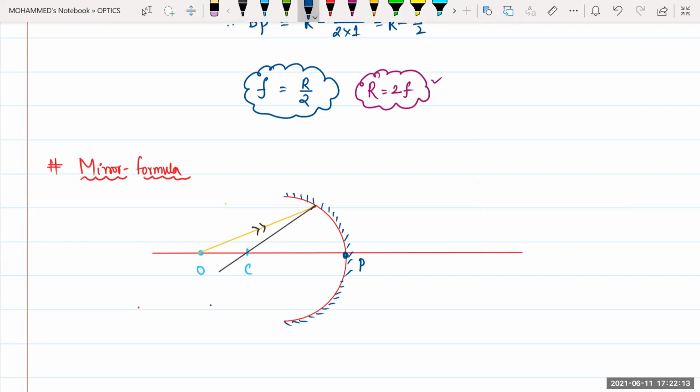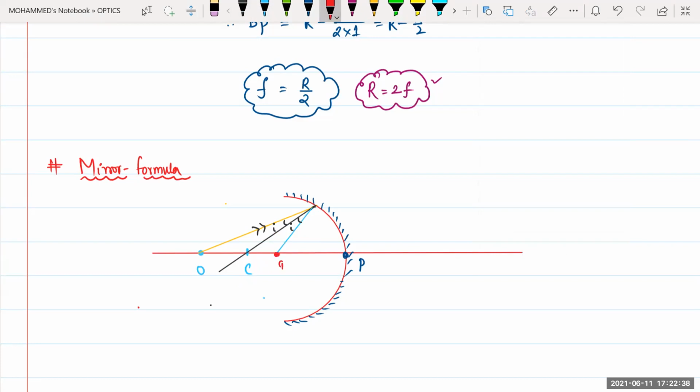Now from this one, with whatever angle the ray of light is incident, with the same angle it will be reflecting back. So if I'm taking the reflected ray right now, this will be your reflected ray. Now see the diagram carefully. If I'm taking this as your angle of incidence i, you know that the angle of reflection will also be the same. Agreed?